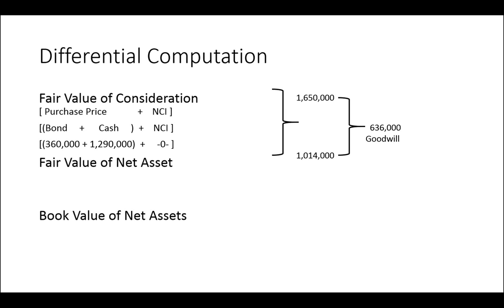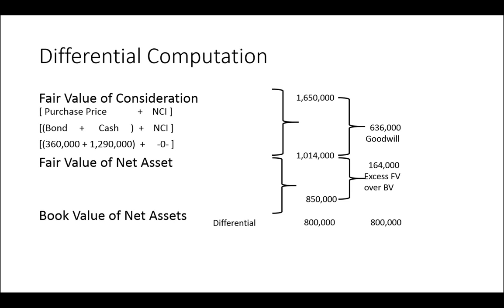We now need to see if there's any excess fair value over book value. We can see from the balance sheet that the book value of the net assets is $850,000. Compare that to the fair value of the net assets. We get a difference of $164,000. That leaves us with a total differential of $800,000. You can see that the differential can be defined as goodwill and excess fair value over book value, or the fair value of consideration minus the book value.